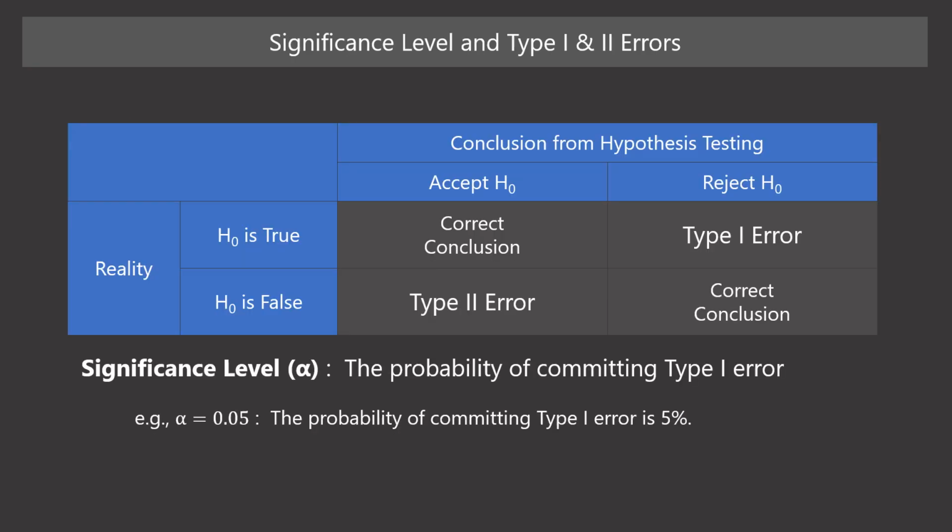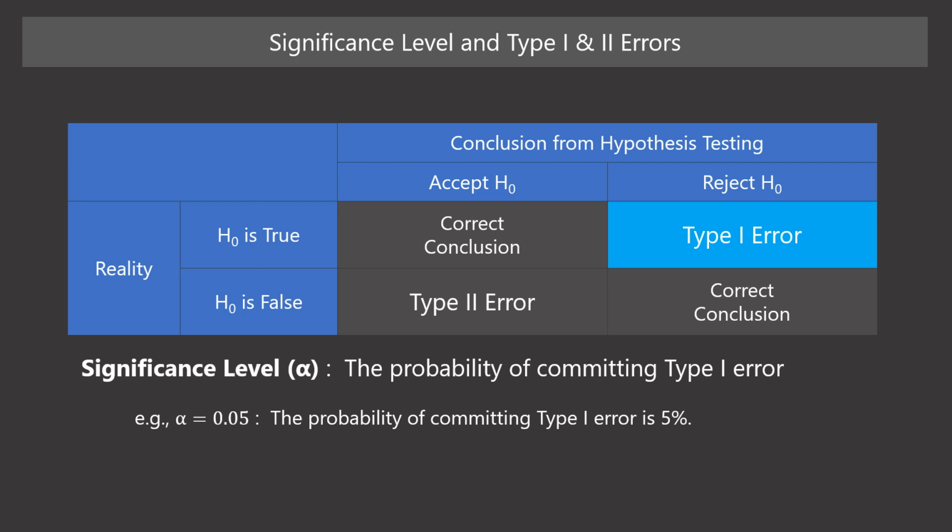The second step of hypothesis testing is setting a significance level. So, what is a significance level? But before talking about the significance level, we need to understand errors we can make in hypothesis testing. We can commit two types of error in statistical hypothesis testing: type 1 error and type 2 error.